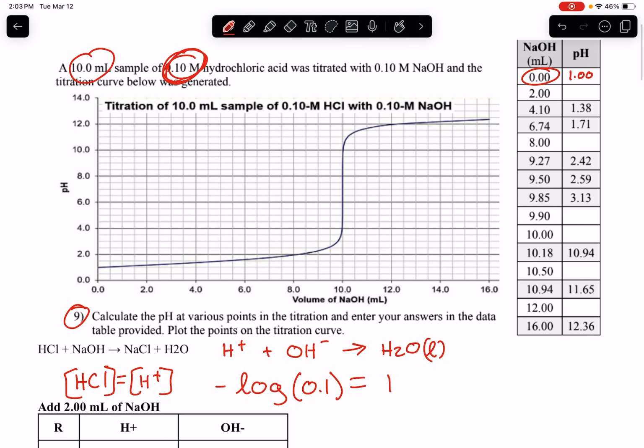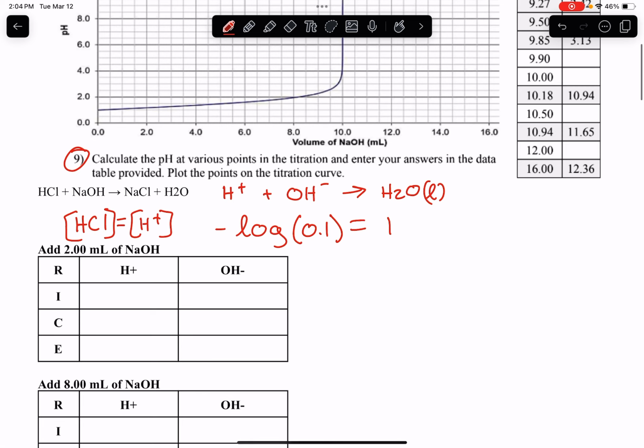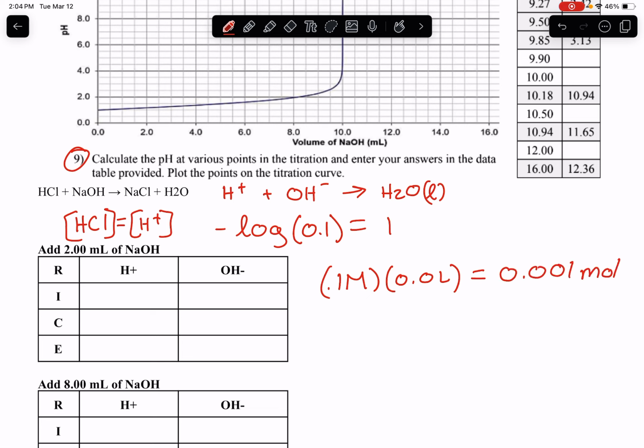But now, what if we add in 2 milliliters of sodium hydroxide? Well, we're going to fill out an ICE table. You can see here's the reaction. All we care about is the H and the OH here. We're going to fill out a RICE table in moles. So initially, we have 0.1 molarity of HCl, and 10 milliliters is 0.01 liters. When we multiply that, we get 0.001 moles. So that is for this.